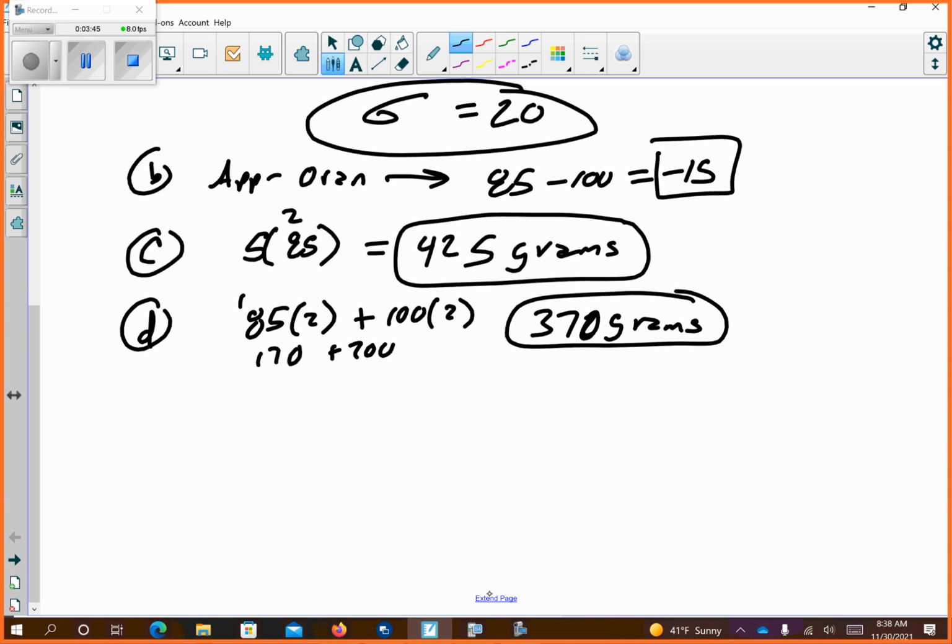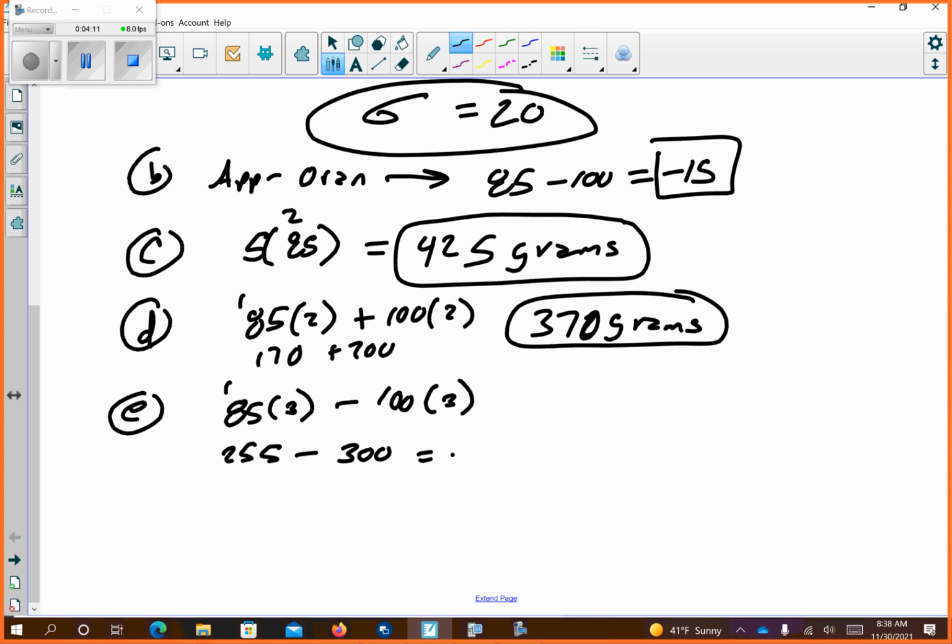E, the difference in weight between a bag of 3 apples and a bag of 3 oranges. Oh, okay. So a difference in weight between 3 apples. So 85 times 3 minus 100 times 3. That's 255 minus 300. What is that? Negative 45, which is just triple of this, which is what it should have been. All right. Am I doing it the same way we did it yesterday? Yes. We're good? All right.